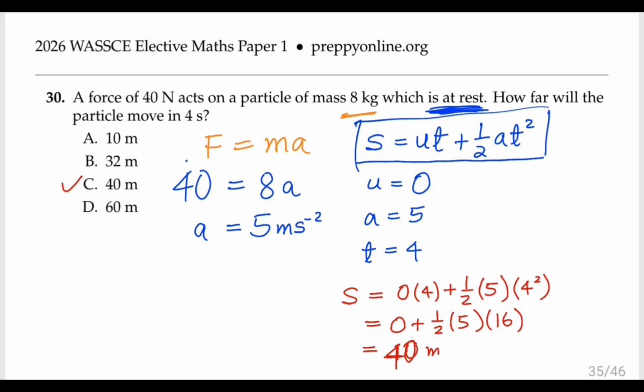That brings us to the end of this portion where we go through the questions in the 2026 WASSCE Elective Maths Paper 1.